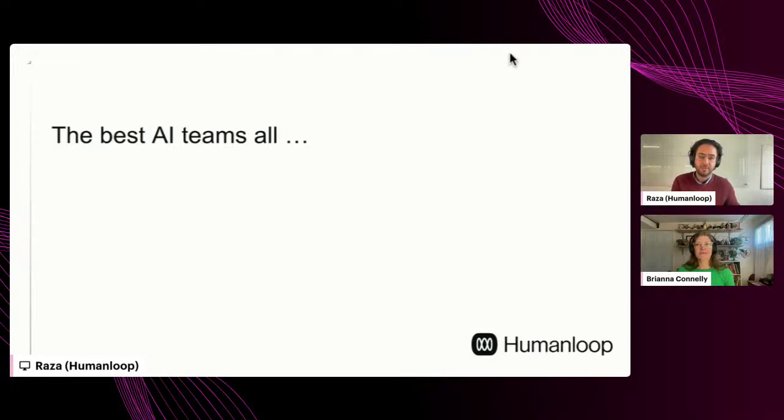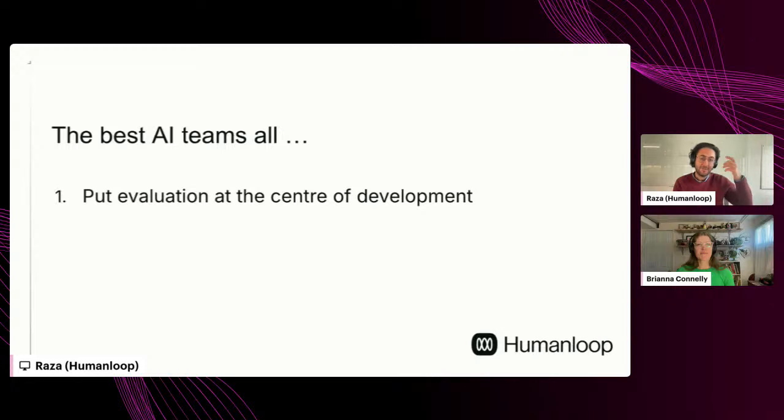Something that we've seen universally through Human Loop that all of the best AI teams do is 3 things. And the first one is unsurprising, given the title of the talk: they put evaluation at the center of development. And most of what I talk about will be focused on why that's so important. But there's 2 other things that they do that I think are really critical as well. And Brianna will speak to concrete examples in a moment.